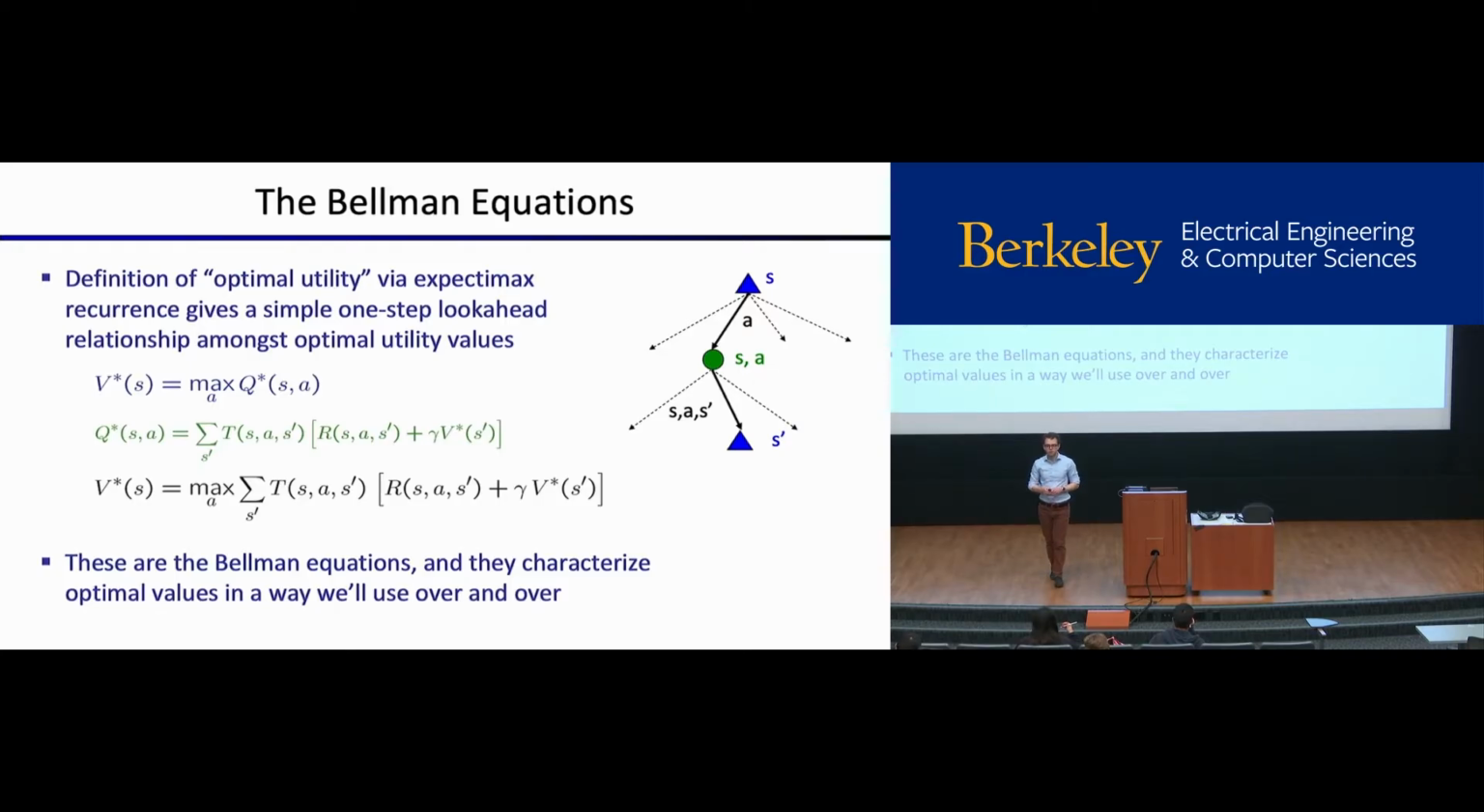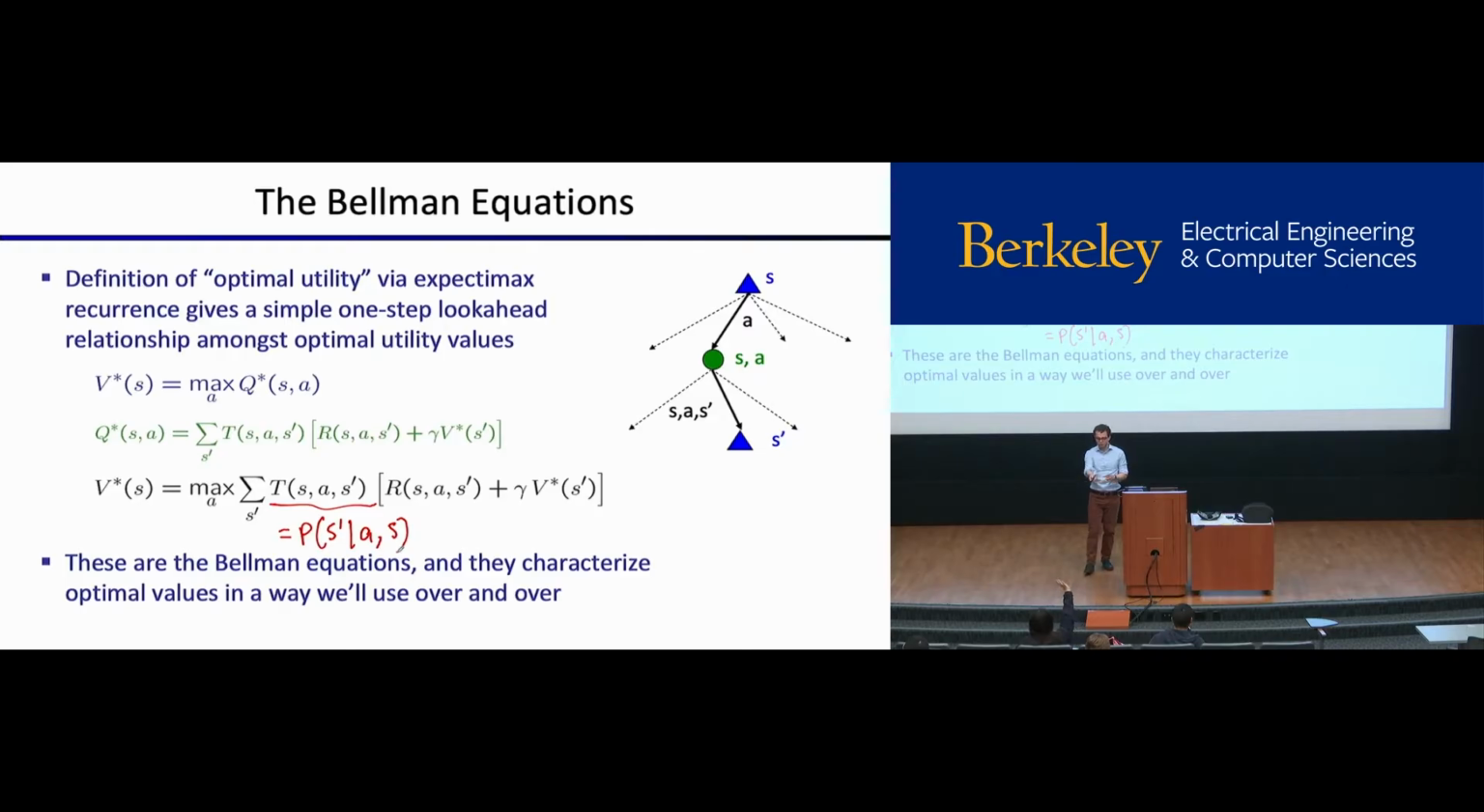Yes? How'd you get the T component again? The T component? So the T is the transition function, and so this T is equal to the probability of S prime conditioned on A and S. Right? So that's just the definition of what a transition function is in an MDP. Because we're taking an expectation, we need to get these probabilities from somewhere, and it turns out we already wrote them down. They're in our T.